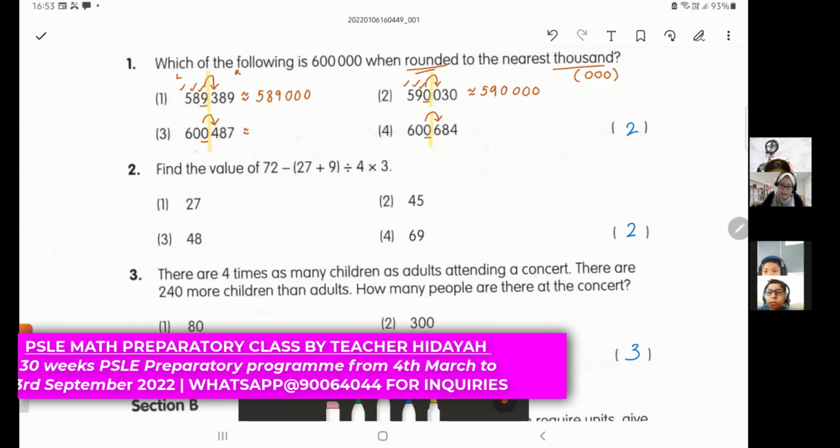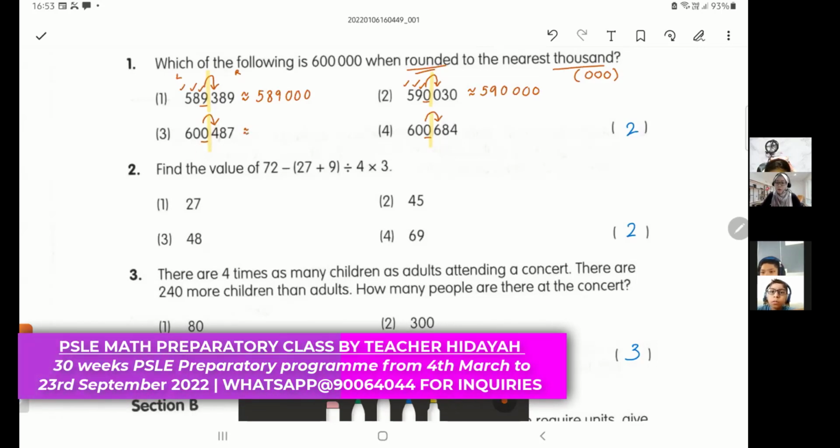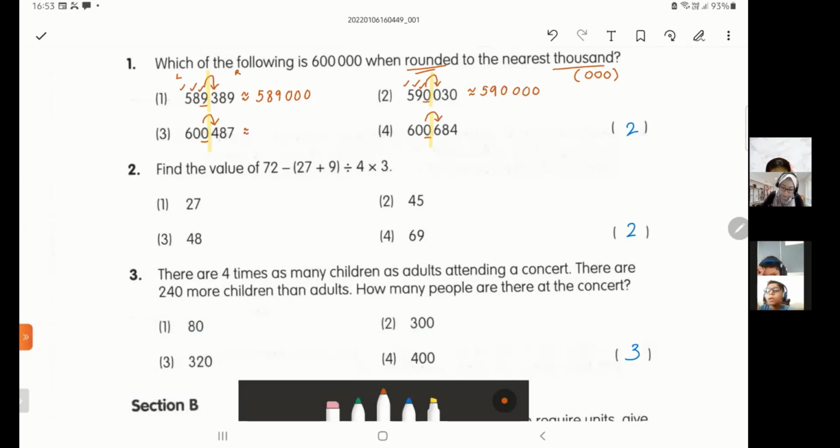0 is in the thousands place and then it points to number 4. 4 is not 5 or more than 5. So nothing happened to the 0. Nothing happened to the 6, 0, and 0; they remain on their own. 6, 0, 0. Whatever is behind the yellow line, 0, 0, 0.